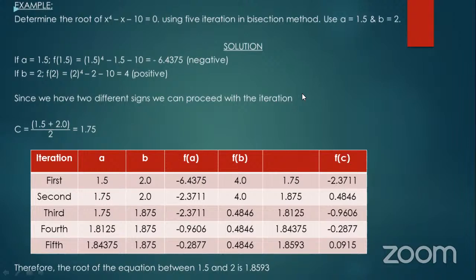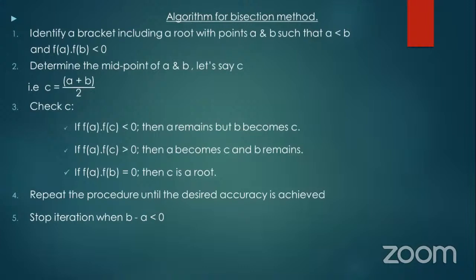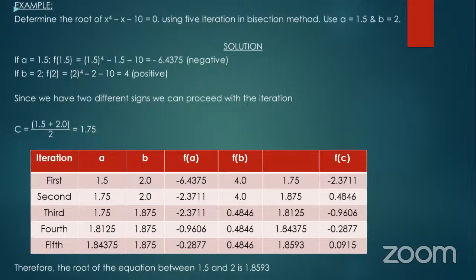So now, from the algorithm, let me go back. The first step is to identify a bracket including a root with the points A and B, such that A is less than B, and function A multiplied by function B should be less than 0. If anything is less than 0, we know automatically that the value should be negative. It is only a negative value that can be less than 0. So the first step is to check whether the function of A and the function of B will give us a negative value.